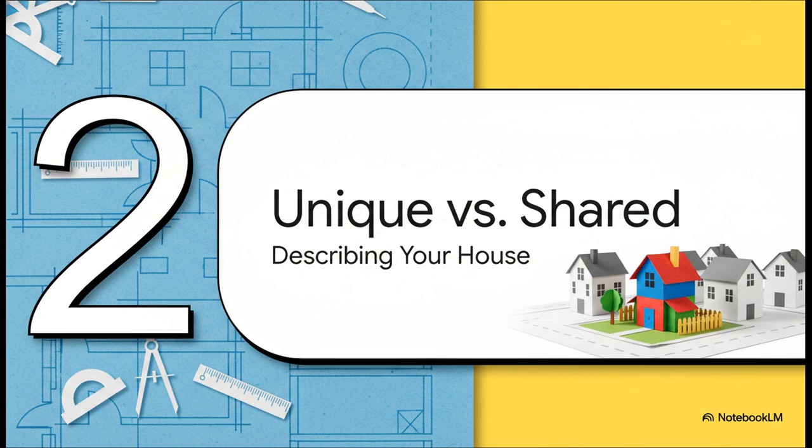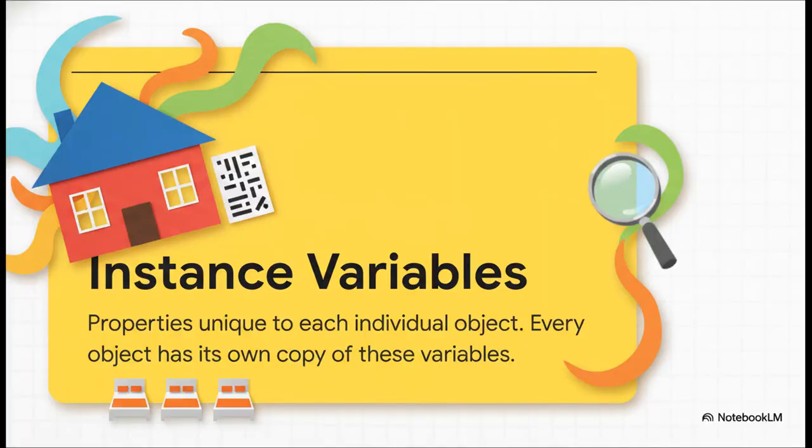Okay, so now we've got our blueprint and we've got our house. Next, we need to describe them, add some details. But not all properties are created equal. Some are unique to your specific house, while others might be shared across the entire neighborhood. Let's dig into how that works. First, let's talk about instance variables. These are the details that make your house, well, yours. Your house has a specific paint color, a unique address, right? These properties belong to that individual object, the house itself, and they literally can't exist without it.